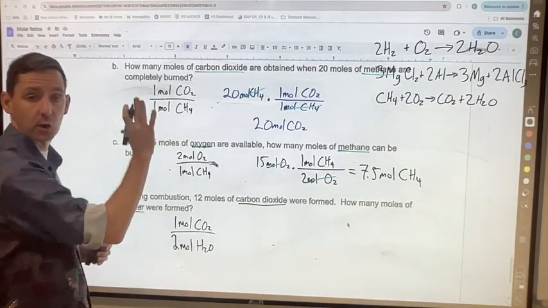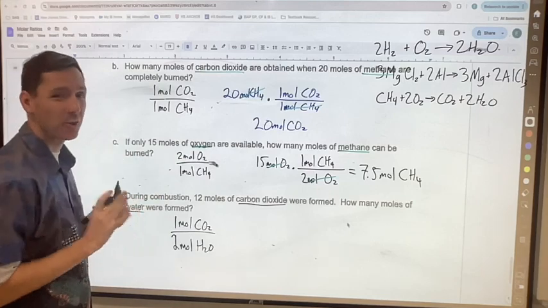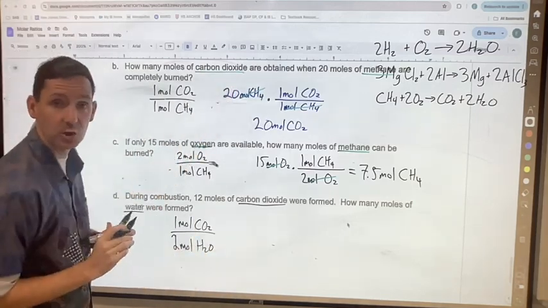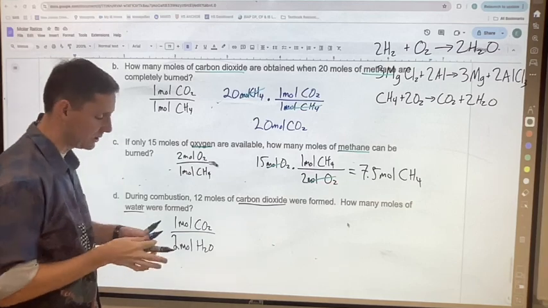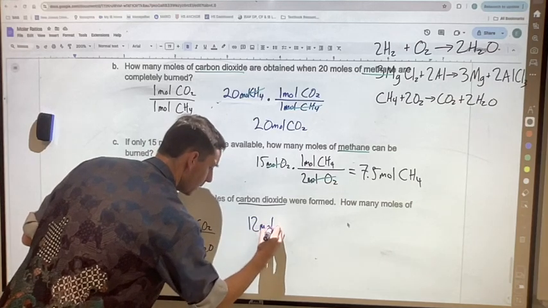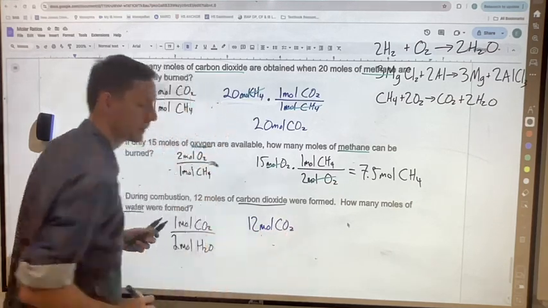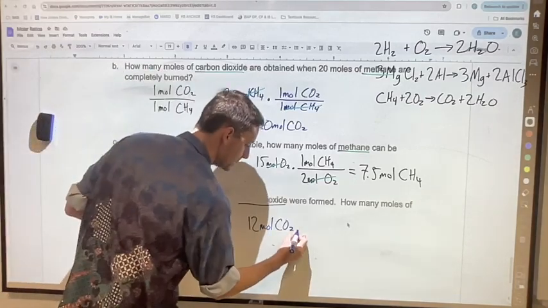Okay? It doesn't matter if you're working with reactants or products or a mixture of those. It doesn't matter. The ratios will still come from your equation. All right? So now we're going to look at the problem. The problem says we start with 12 moles of CO2. Now we're going to use our conversion fraction. We're going to multiply by that.